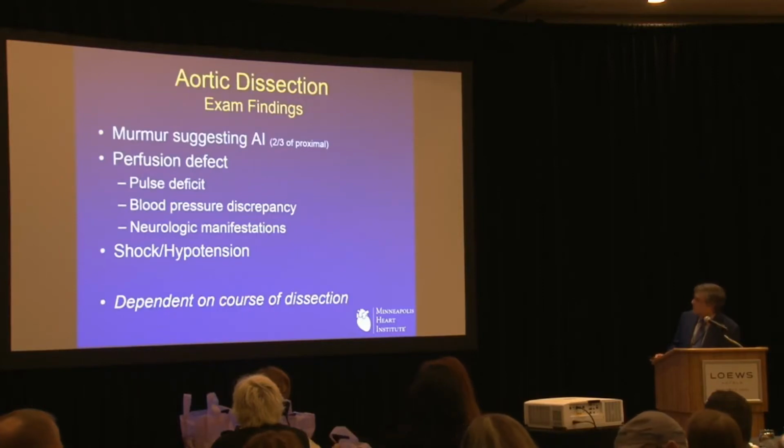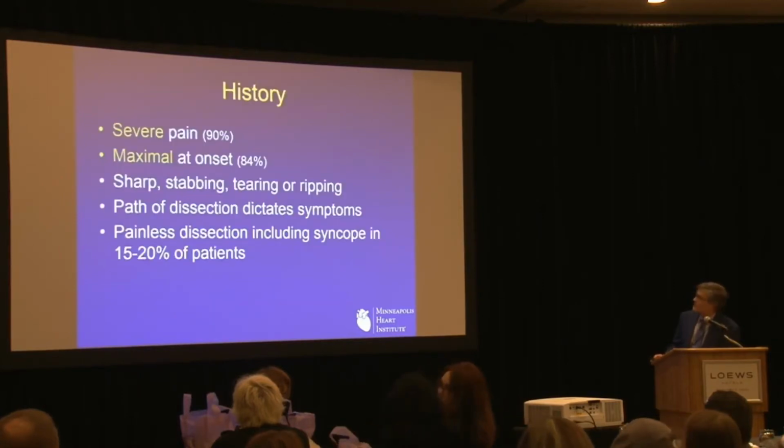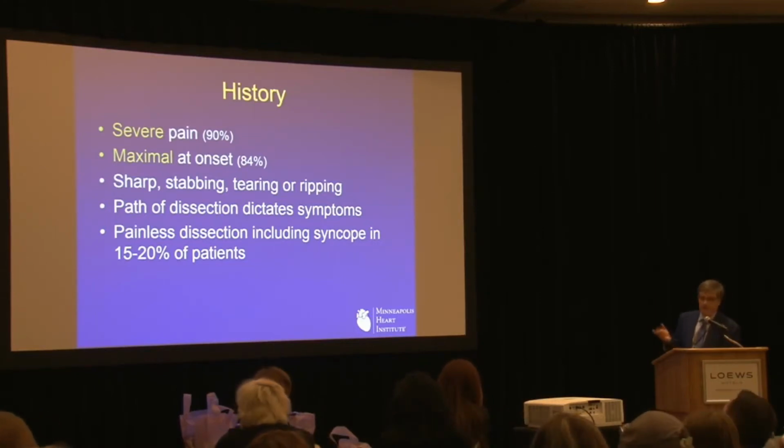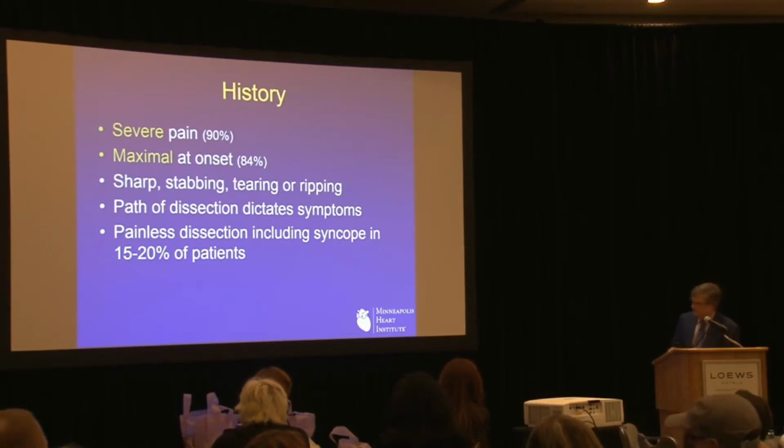Usually, there's a number of things that we have to go through, but that patient, who's a vascular surgeon, knew from the characteristic pain that he was having that there's something bad going on. So usually, patients will have severe pain. It's maximal in its onset. It can be tearing or ripping. I don't really hear those words quite as often, but the path of the dissection will dictate the symptoms.